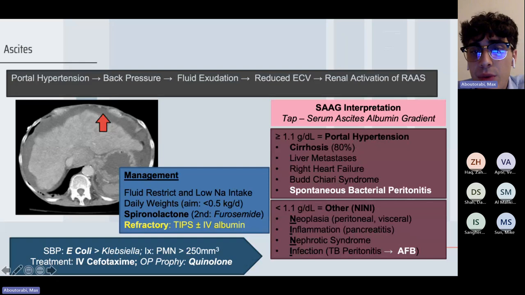So if a patient comes in with ascites, one of the first things you'd want to do would be to take a sample of this ascites. And this would be done via paracentesis, in which you insert a needle into the peritoneal cavity and you take some of the ascites out to send off for a sample.